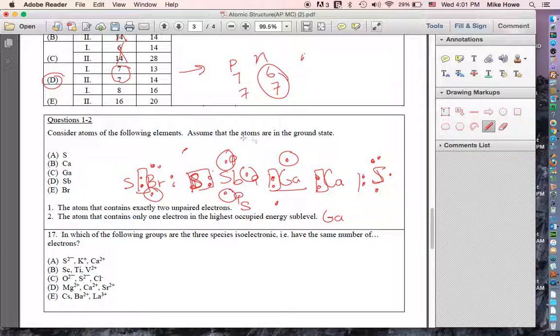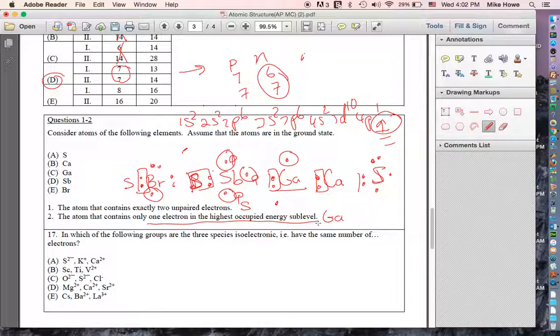Another way to think about it would be to write the electron configuration for gallium. So 1s2, 2s2, 2p6, 3s2, 3p6, 4s2, 3d10, 4p1. You can tell that the P sublevel has those 3 orbitals. It's just going to have 1 electron all by itself, unpaired. One electron in the highest occupied energy sublevel. Right there it is. You can tell by looking at the periodic table too, because gallium's the first element in the P sublevel block.